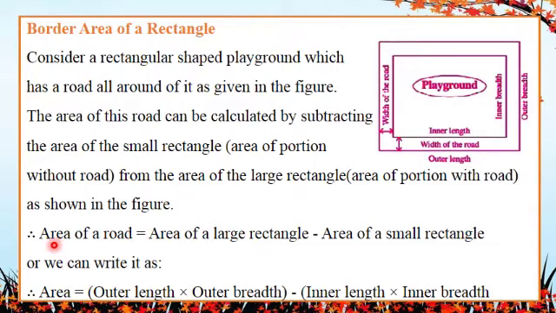So mathematically, area of the road is equal to area of large rectangle minus area of small rectangle, or we can write it as the area is equal to outer length multiplied by outer breadth. This is for the larger rectangle, minus inner length multiplied by inner breadth. This is for the smaller rectangle.